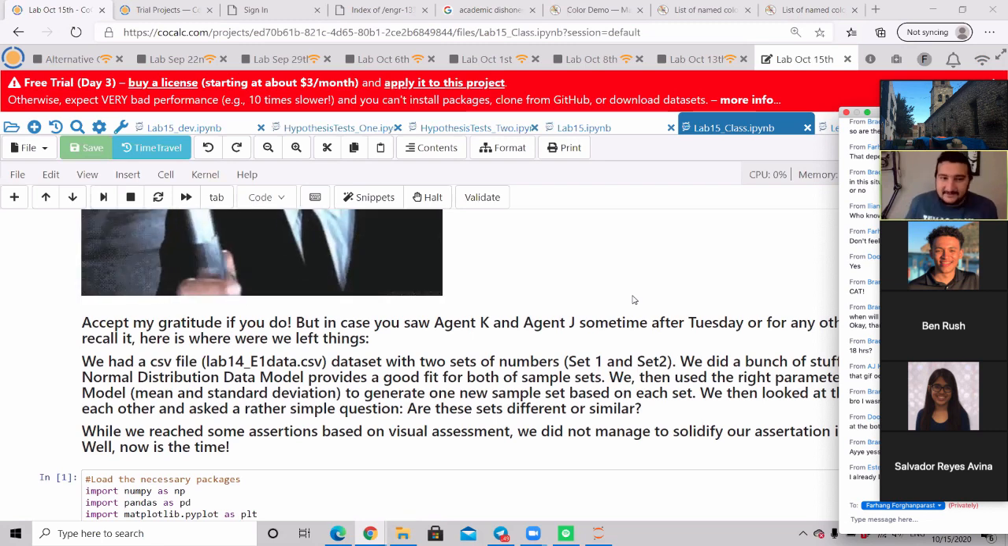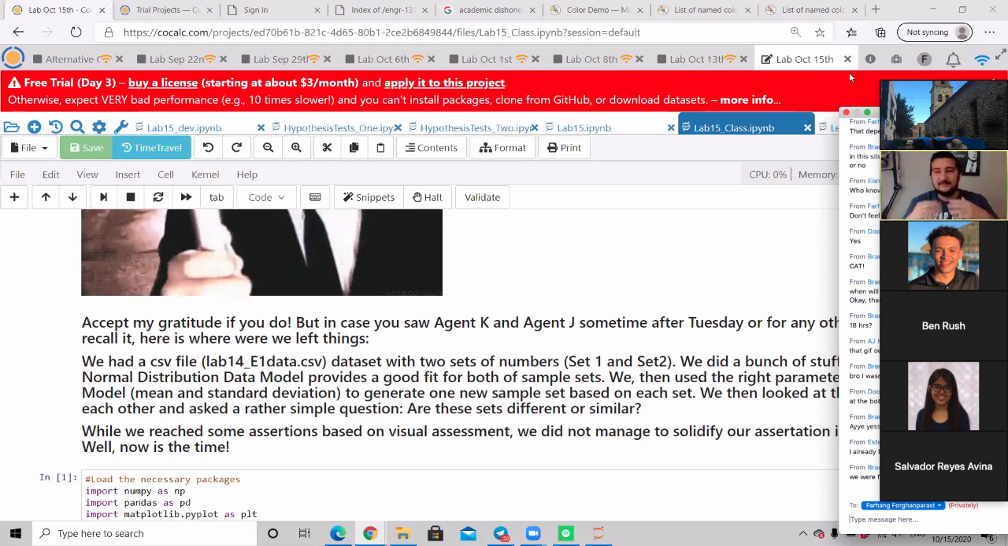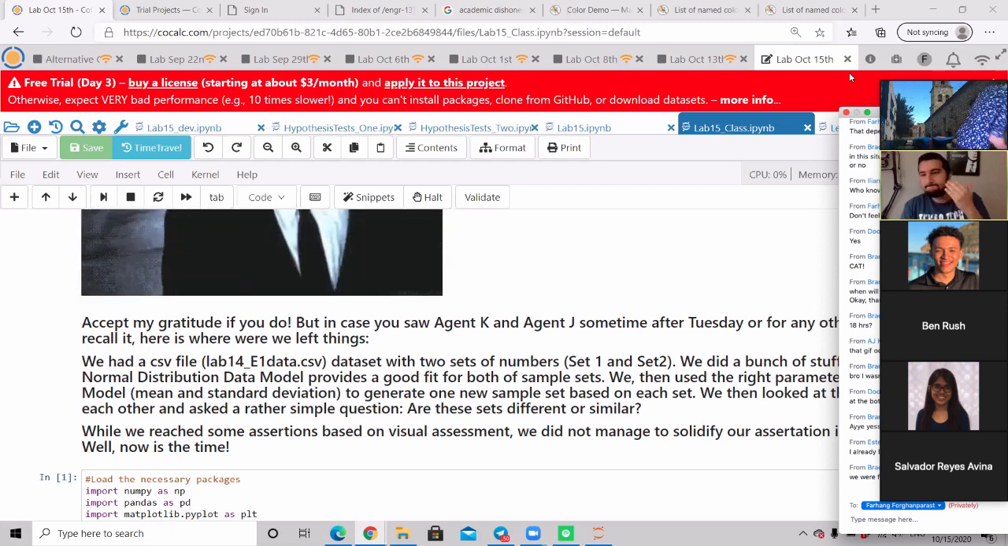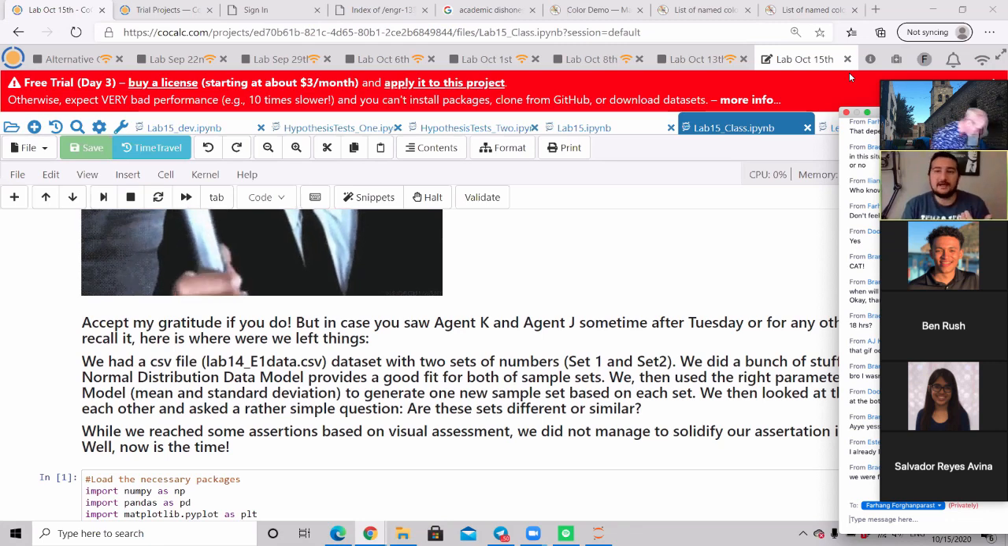We had a CSV file. The name of that file was Lab 14 underscore E1 data. In that data set, we had two sets of numbers. We did a bunch of stuff. We used descriptive statistics, we used histograms, and we looked at it. Then we fit a normal distribution data model on it, and we decided that, from visual assessment, we can say that the normal distribution data model provides a good fit for both of our samples.